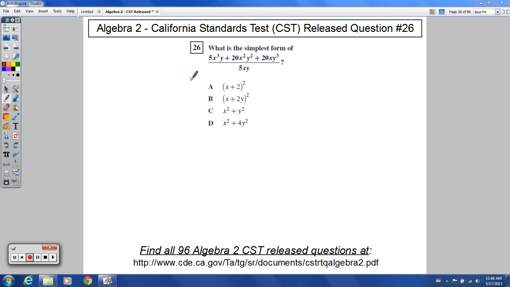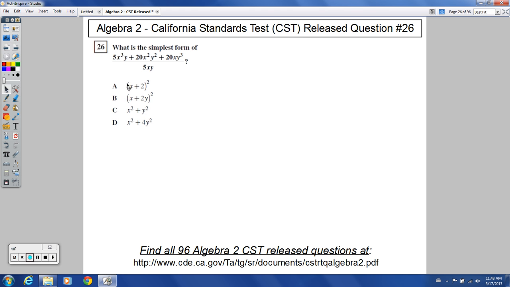Welcome to release question 26 for the Algebra 2 CST questions. Here's what we got. What is the simplest form of 5x cubed times y plus 20x squared times y squared plus 20x y cubed over 5xy? And so it looks like it can reduce down to one of these things. What's the simplest form though?